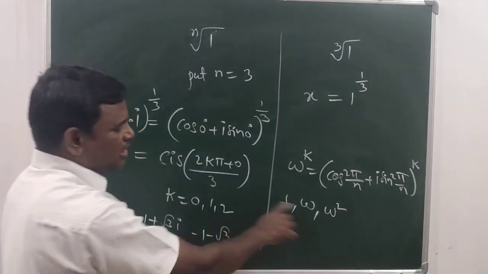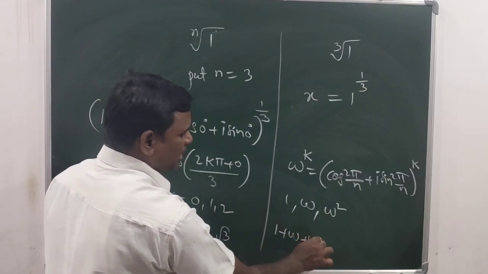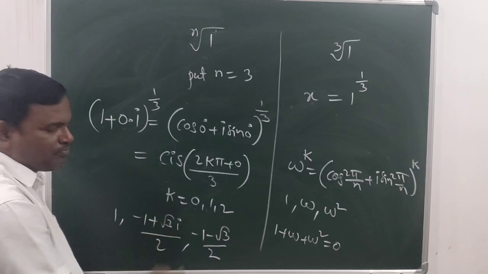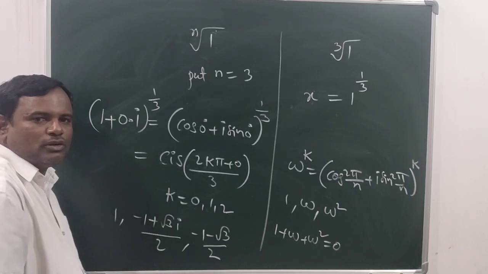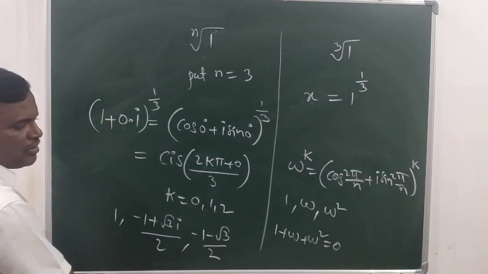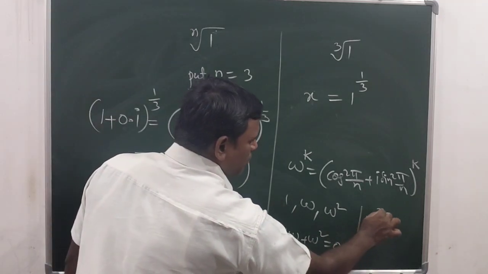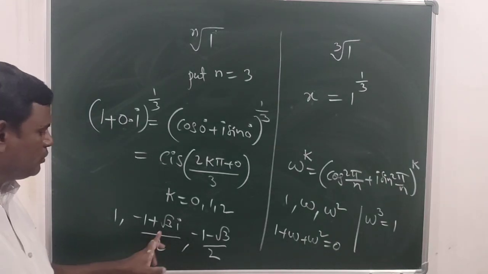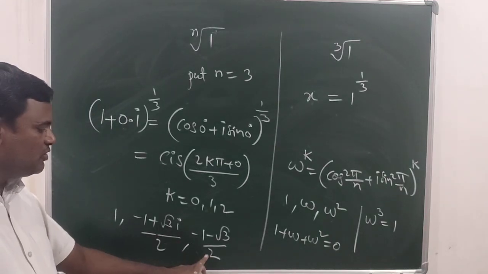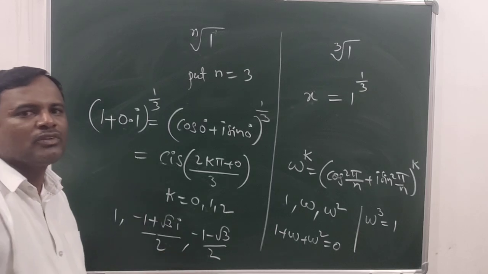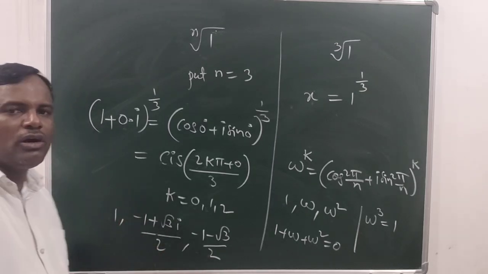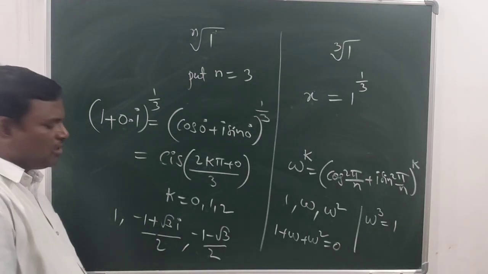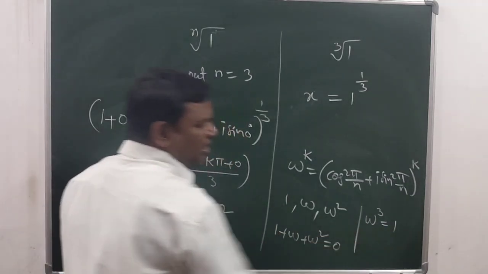Okay students, so here also if you add these three, 1 plus omega plus omega square, your result would be 0. If you take the product of these three, you will get omega cube, which becomes 1. Observe these two. This is the conjugate of this, and this is the conjugate of this, vice versa. So one is a real root and the remaining two are complex roots which are conjugate to each other. Okay students, on taking the product of these three, your result would be 1.